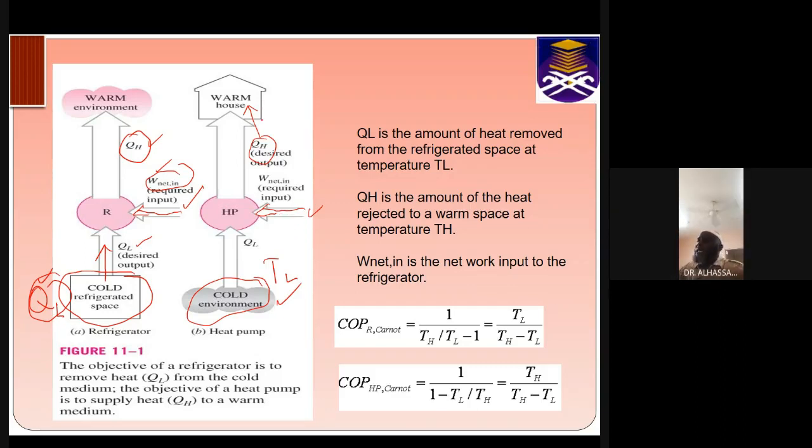The desired output for a heat pump is given by QH, whereas the desired output for a refrigerator is QL. Don't say that it's QH. For a refrigerator, it's not possible that the desired output is QH. Even though QH is coming out of the system, that is not the desired output. For all refrigerators, we are interested in maintaining the refrigerated space at a lower temperature. So that is our desired output. And for a heat pump, the desired output is QH.